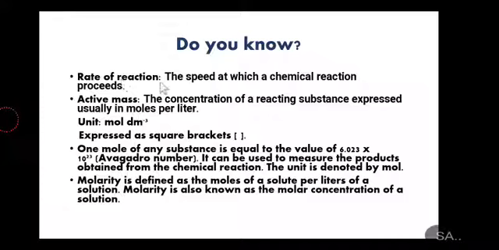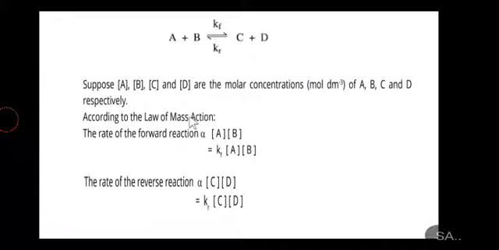Now you know about rate of reaction. It is the speed at which a chemical reaction is happening. A mole is equal to the Avogadro's number, the value of which is 6.023 into 10 raised to power 23, and it is used to measure the products obtained from the chemical reaction, while molarity is the number of moles of a solute per liter of a solution. So active mass is also known as the molar concentration. In general terms, it is known as the molar concentration. Now move on with the example.